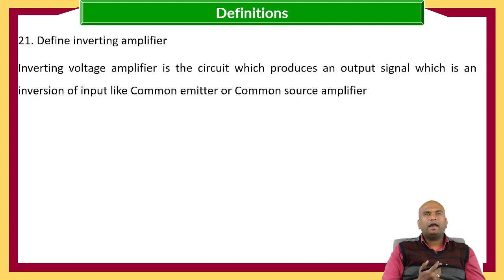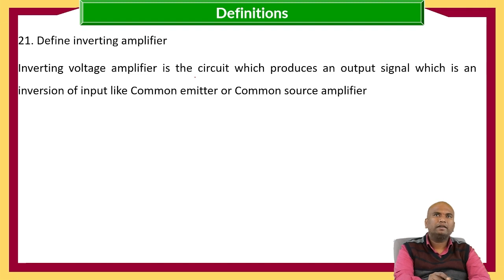Define inverting amplifier. An inverting voltage amplifier is the circuit which produces an output signal which is an inversion of the input, like a common emitter or common source amplifier.